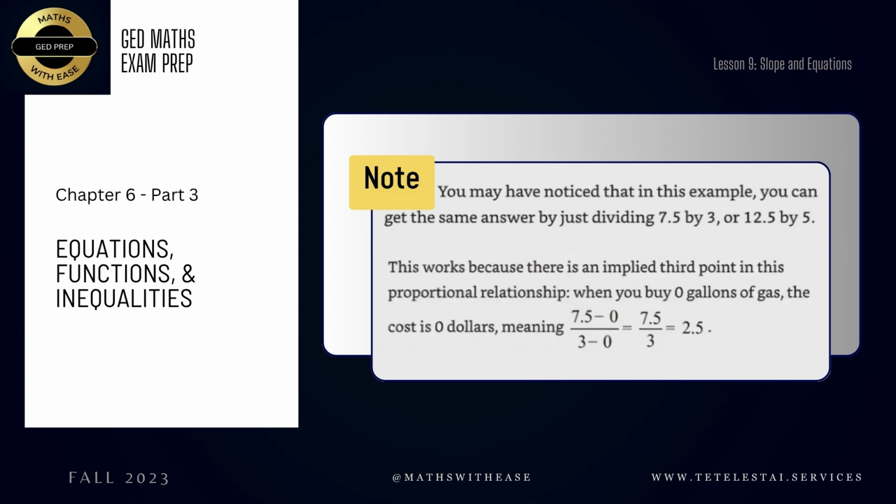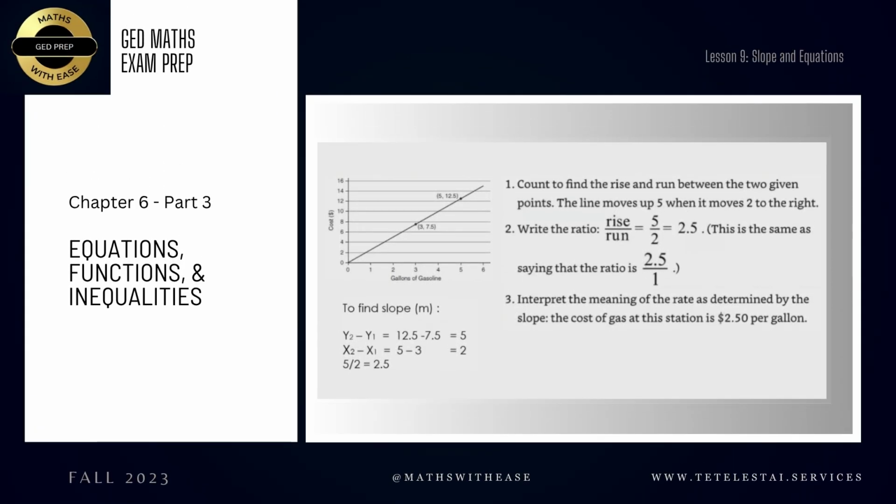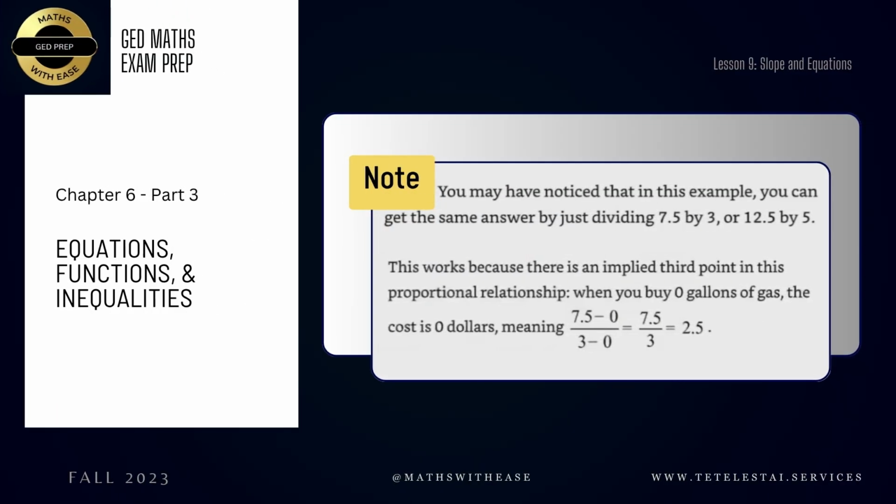So I think I mentioned that earlier. Let's say you were just given 1 point, right? Instead of 2, you can just use the information for that 1 point to find the slope. So either by dividing 7.5 by 3, if this was the only point that we had, or you would divide 12.5 by 5. And this works because there's an implied third point in the proportional relationship. When you buy 0 gallons of gas, the cost is $0, right?